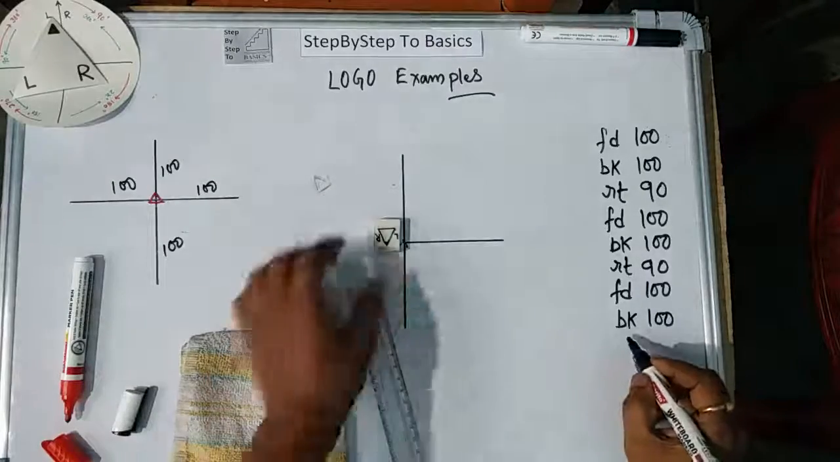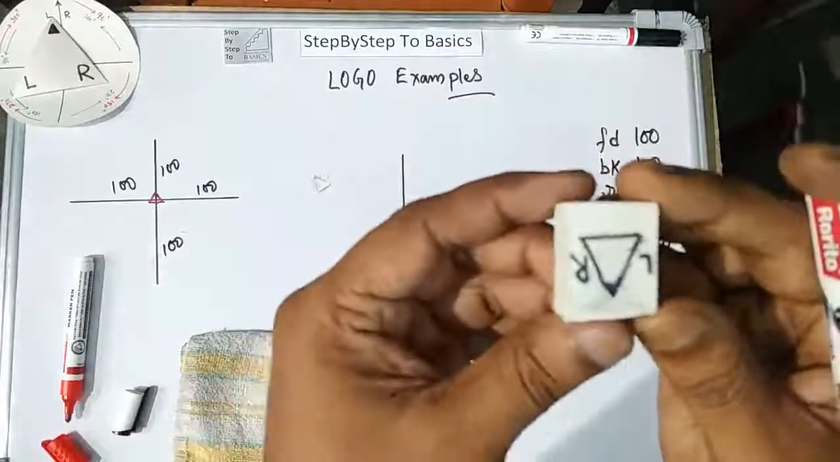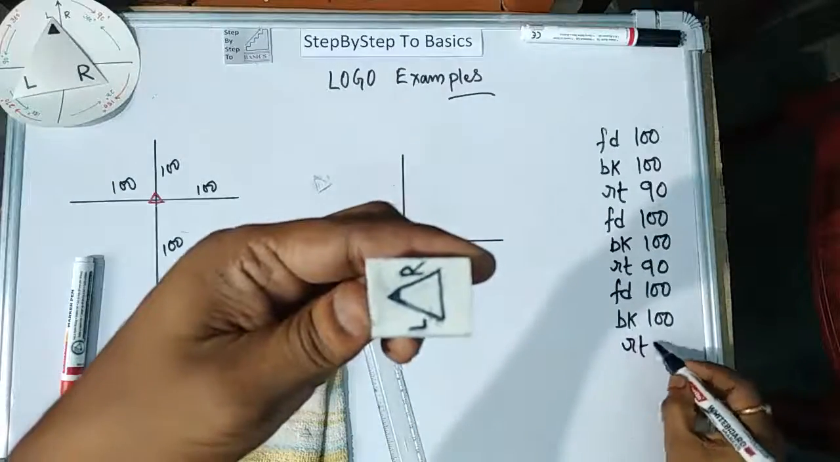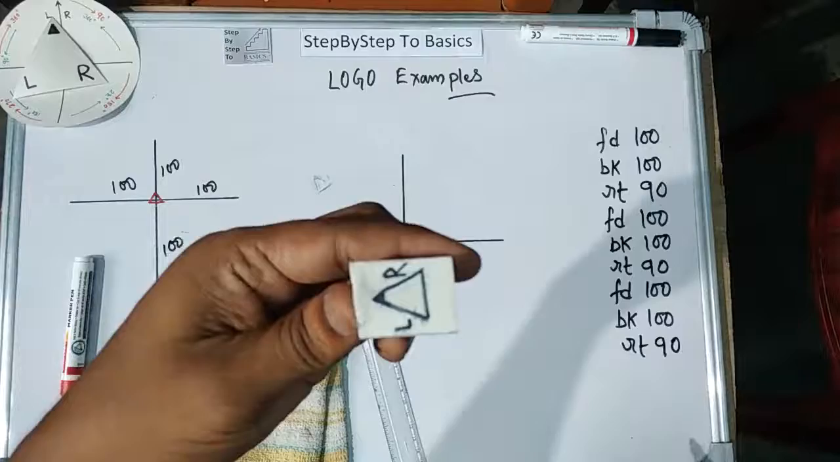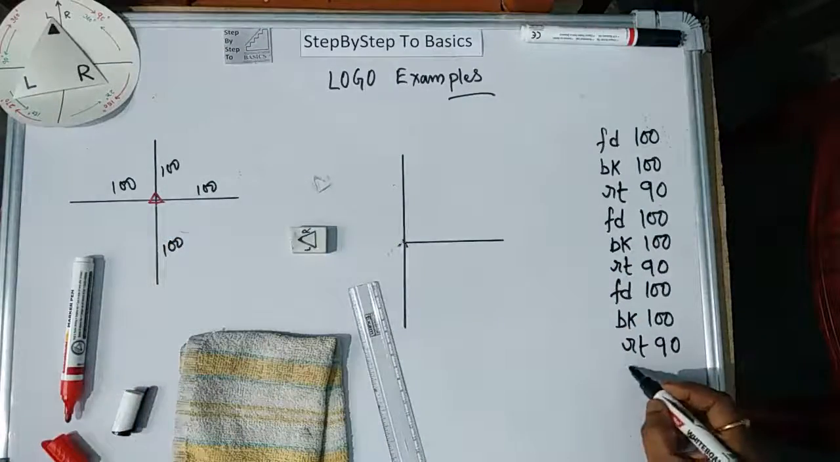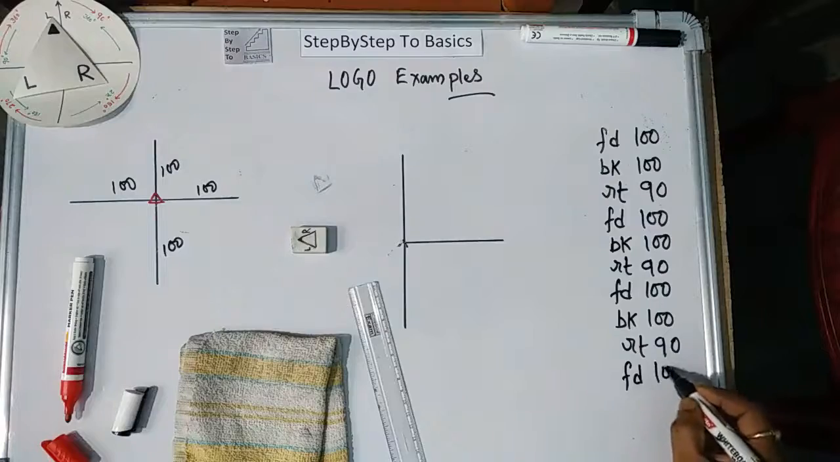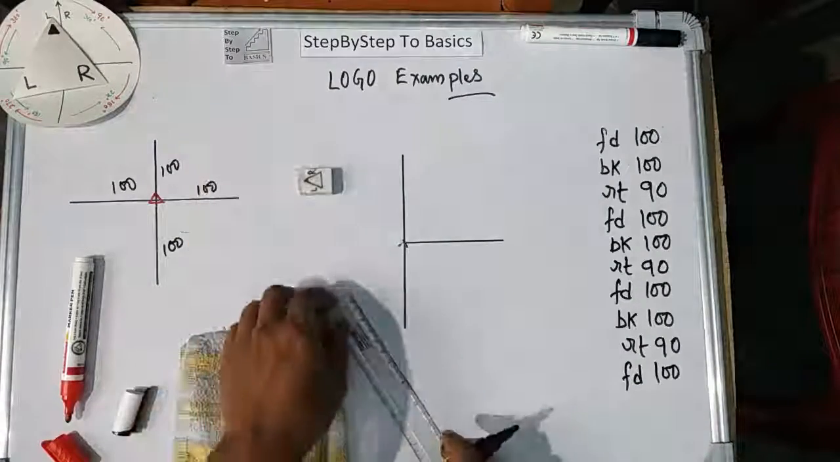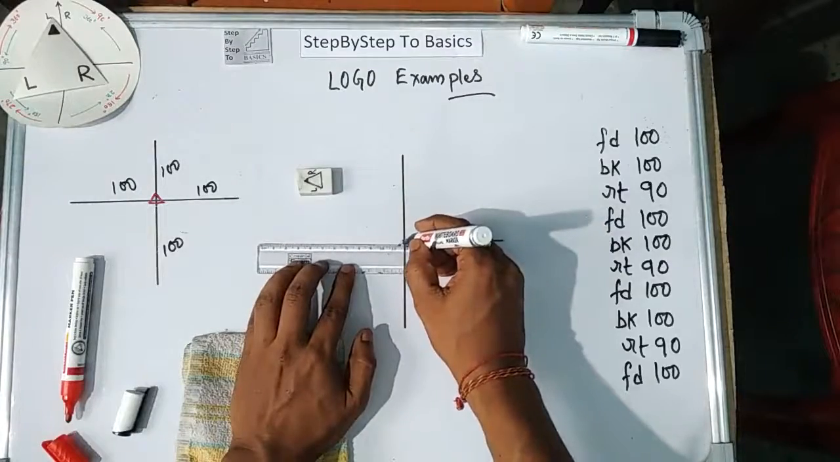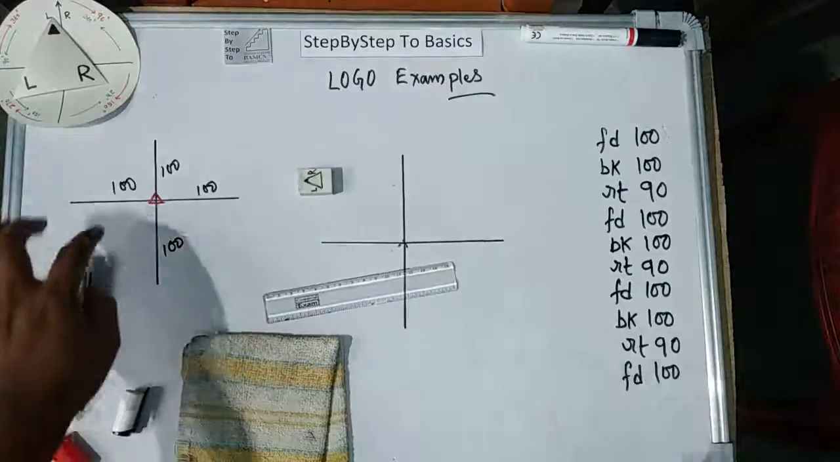Now again I need to turn it. Now I need to turn it to this side. So again RT 90. So it turned, but it won't move until unless I write the FD command, FD 100. So this will bring the cursor turtle here. So I got this diagram.